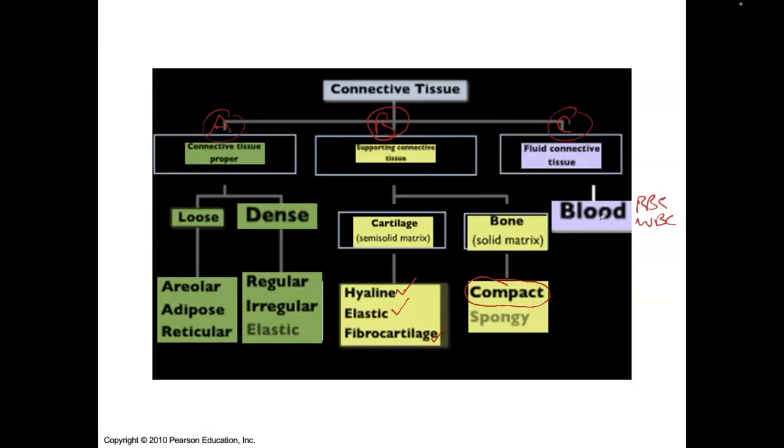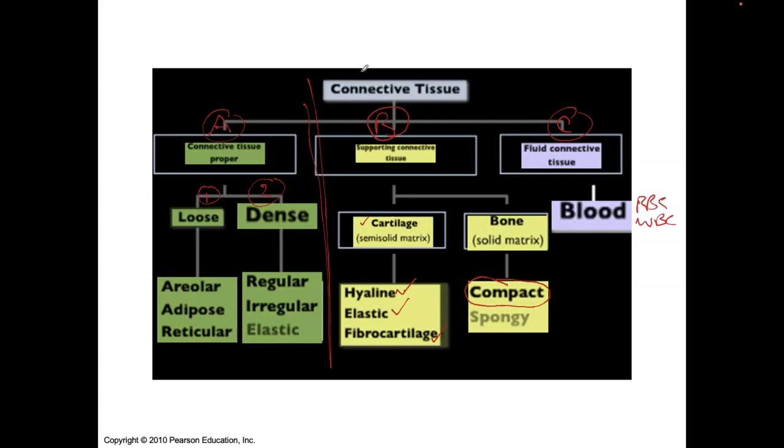Okay, so again, we talk about fluid connective tissue, we talk about supporting, we think of the bones and cartilage, think of that skeleton. And when we talk about bone, we're going to focus on compact bone. And when we talk about cartilage, we'll refer to these three: hyaline, elastic, and fibro. Okay. The one over here under connective tissue proper, there's two categories here, and it's loose and dense. When we talk about dense, we'll focus on regular dense connective tissue and irregular. And then under loose, we'll talk about areolar, adipose, and reticular, right?